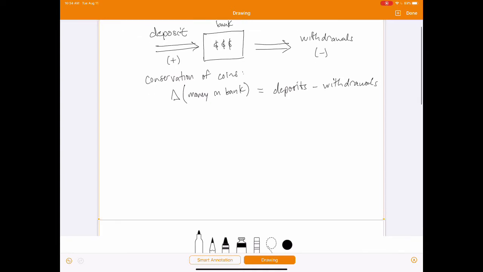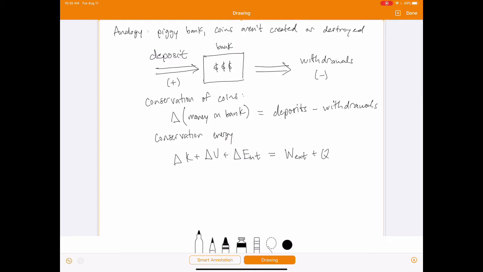Well, that's really the same idea behind our conservation of energy equation. Okay? Because basically we have delta K plus delta U plus delta E internal. These are just changes in the total energy that your system has. On the other side, we have work and heat, which are just different ways that energy can move in or out of your system. So it's really the same idea as this analogy that I made.